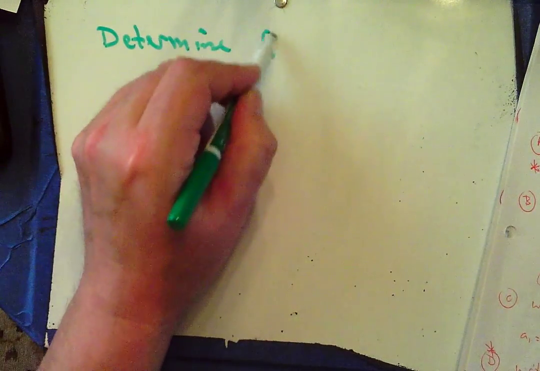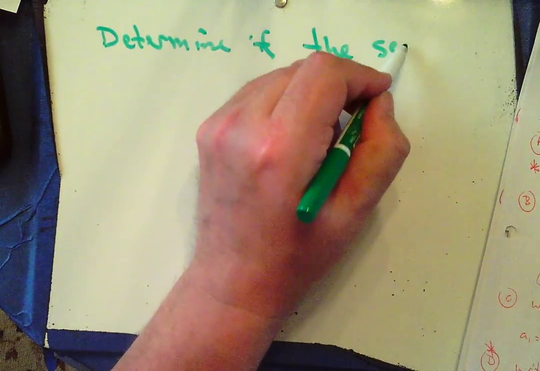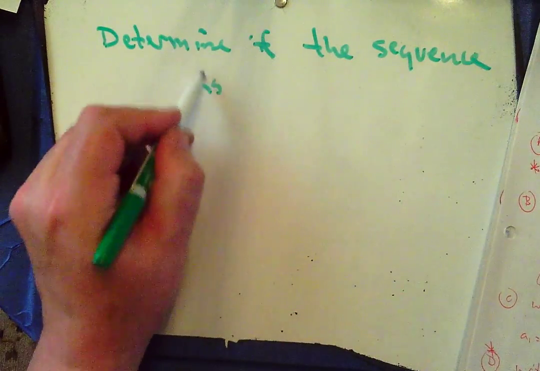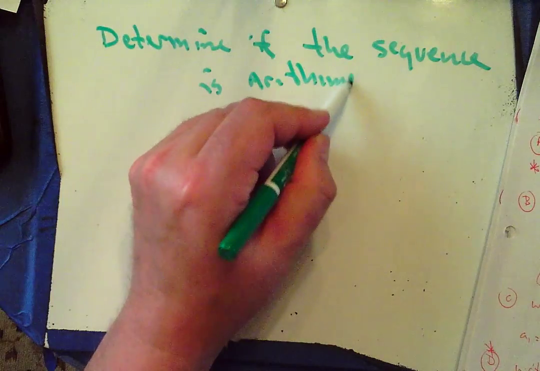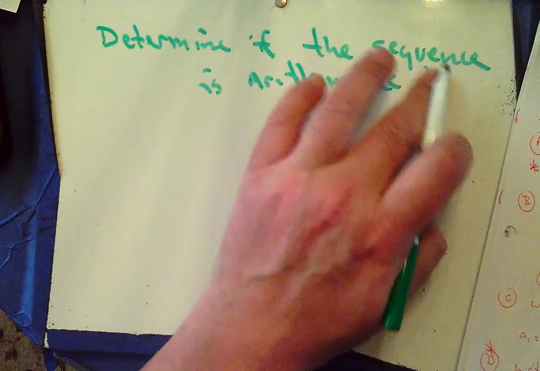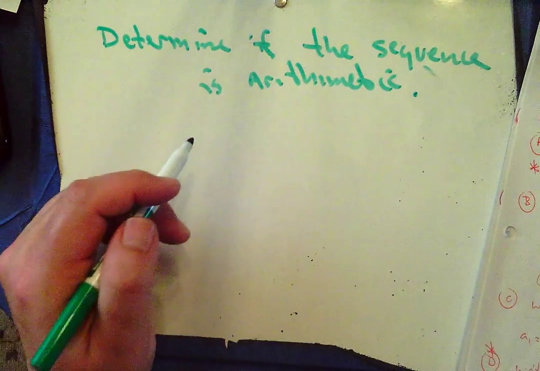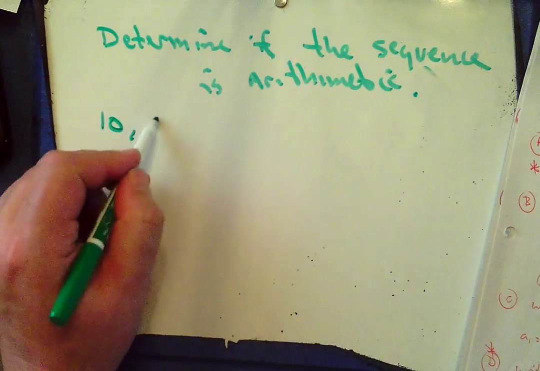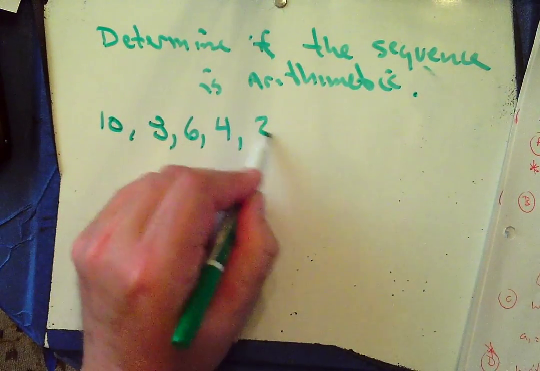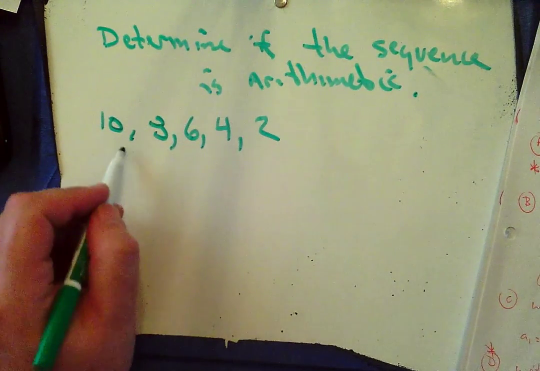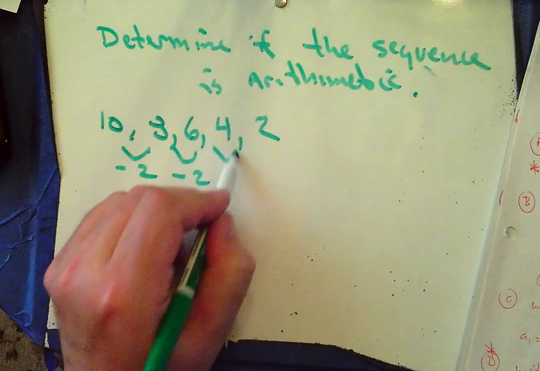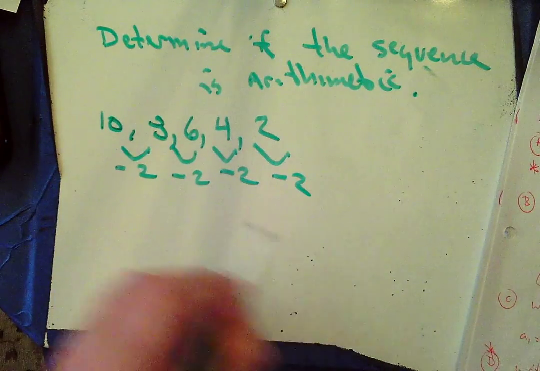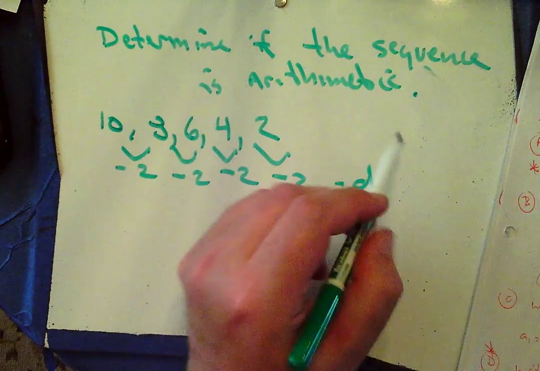Okay, so next we see some homework directions. Determine if the sequence is arithmetic. Well, we know if it's an arithmetic sequence, it has a common difference. So, 10, 8, 6, 4, 2. Is this arithmetic? Goes down by 2, goes down by 2, goes down by 2, goes down by 2. We have a common difference of 2, so this is arithmetic.